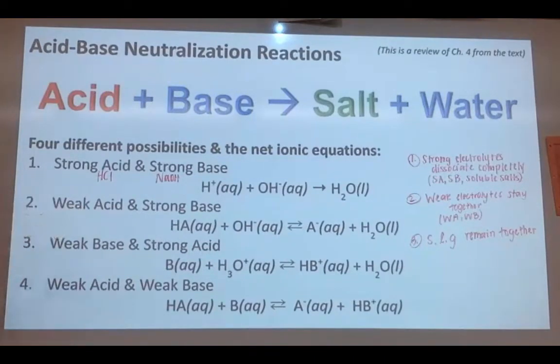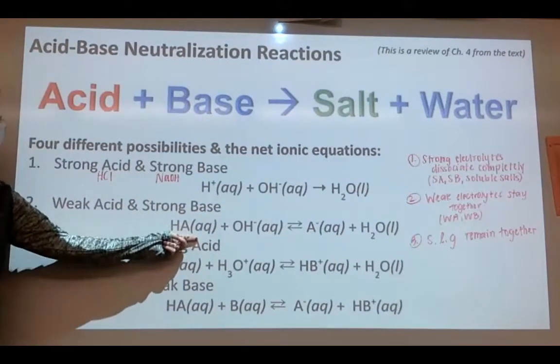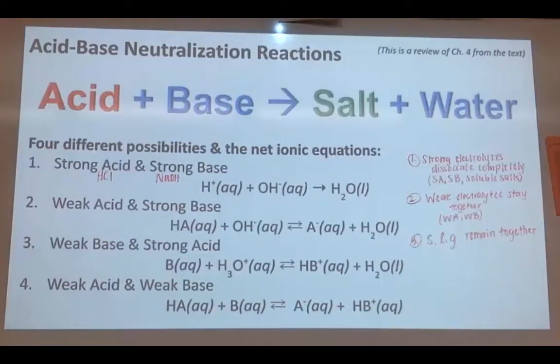We can have a weak acid mixed with a strong base. Notice how your weak acid is staying together because it's weak, but the strong base breaks apart. And then weak base and strong acid, like NH3 and HCl. Weak base stays together, strong acid breaks apart. Again, you produce the salt and water. And then we could also see weak acids and weak bases. Now, we don't see that as often because those calculations get very complicated. So we usually stick with the first 3.